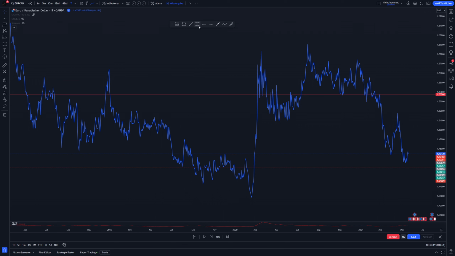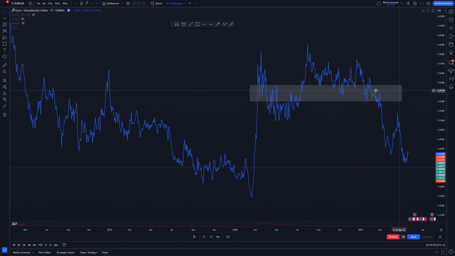So now what we're gonna do is we're gonna use this rectangular tool and just go from the highest point here. So basically it's like two lines. The zone is somewhere between these two lines. And we're now gonna draw it on like this.